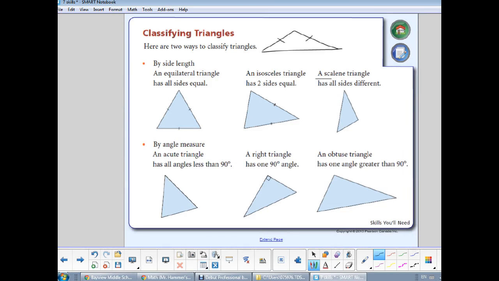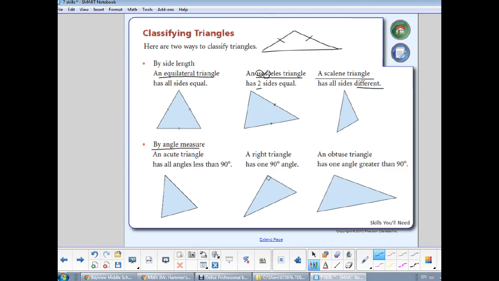And then the last one is scalene, where all three sides are different. Those are the three ways we can classify triangles by side length. Equilateral, all three sides equal. Isosceles, two sides equal. And scalene, all sides different. One way that I like to remember that is in isosceles, there are two S's and two sides are equal. Two S's and two E's, so two sides are equal.